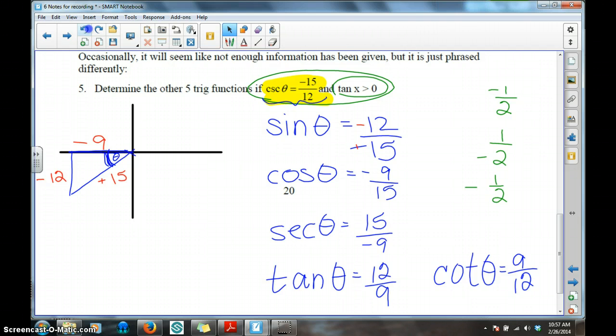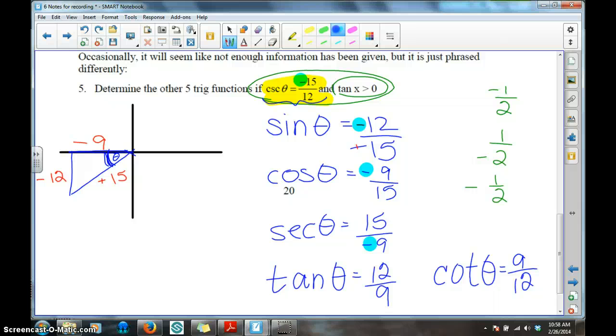What I am going to strongly encourage you to do is check your negatives. Got one there, got one there, got one there, got one there. And the only thing that's supposed to be positive in this quadrant is tangent and cotangent. How'd I do?